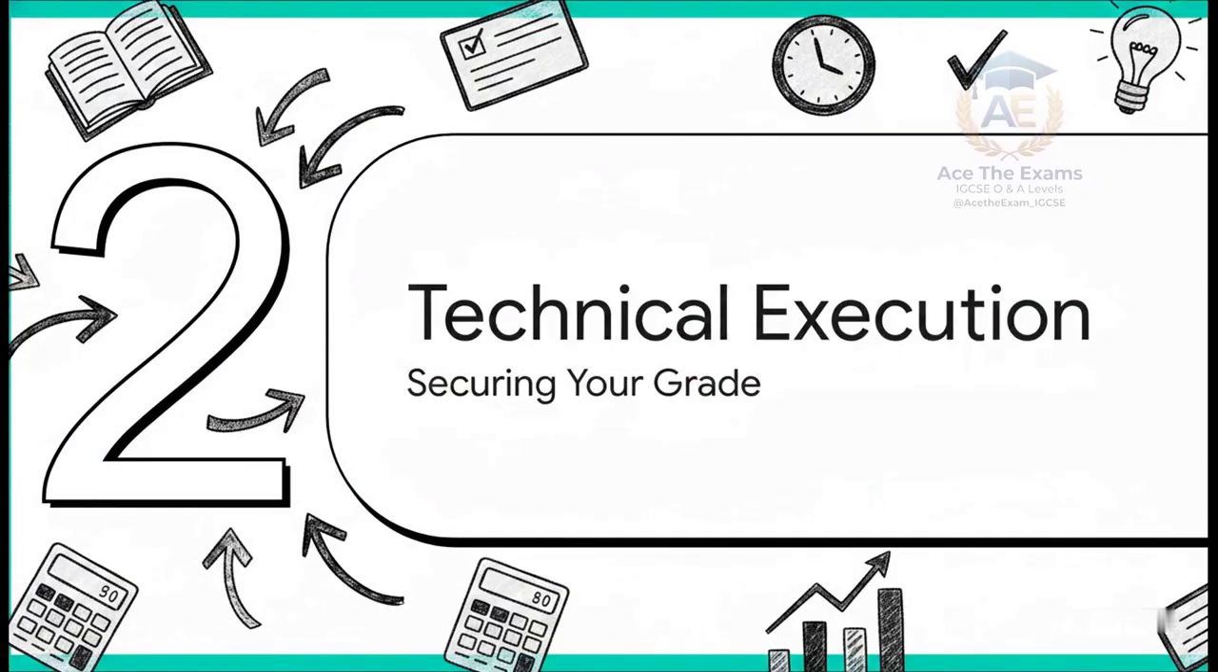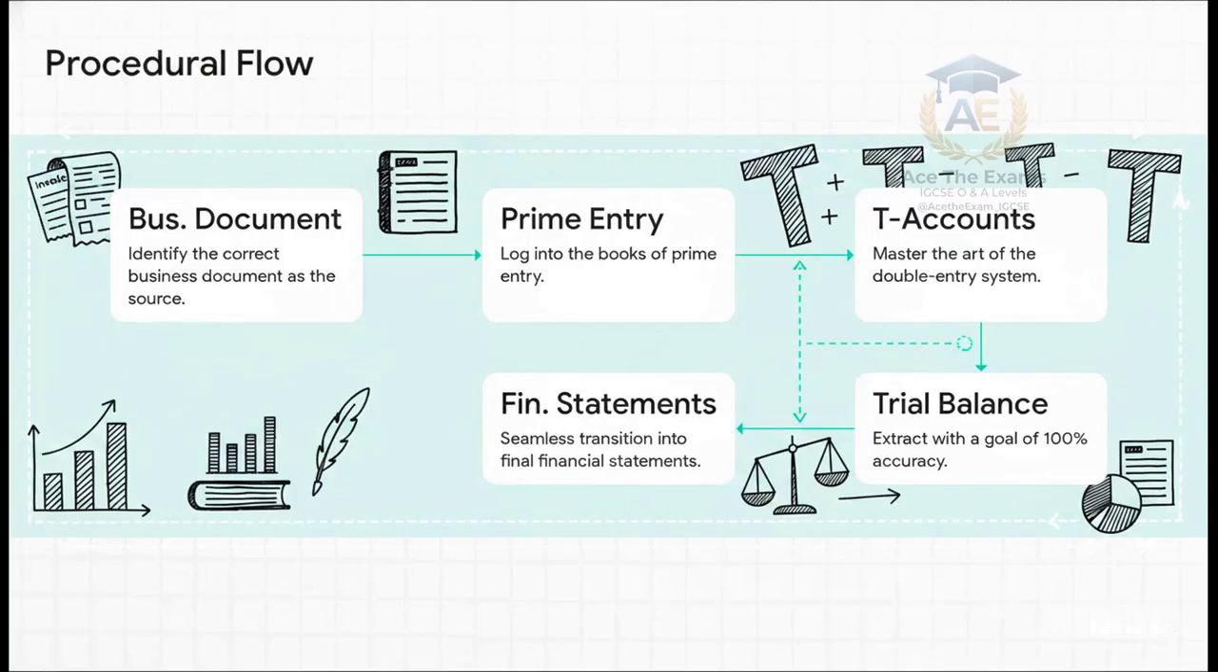Moving right along to Section 2, Technical Execution and Securing Your Grade. So we know the concepts, but how do we actually execute the advanced technical methodology when you're sweating it out in the exam hall or grinding through a coursework project? Well, it's a flow. You start with a business document, move to the books of prime entry, draft your T accounts, extract a trial balance, and finally, produce those financial statements.